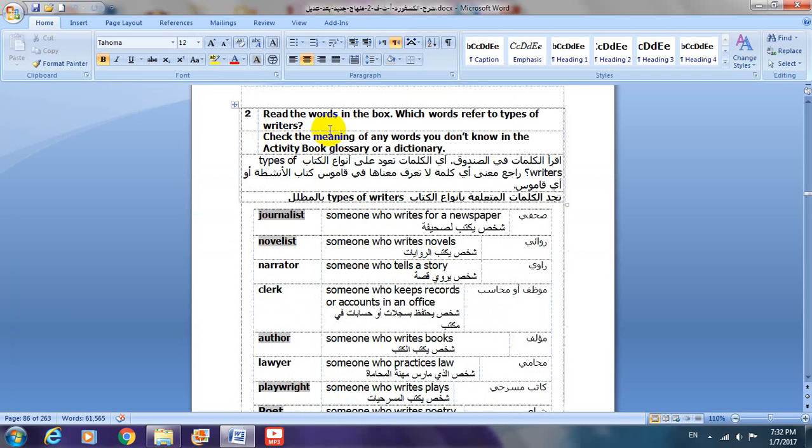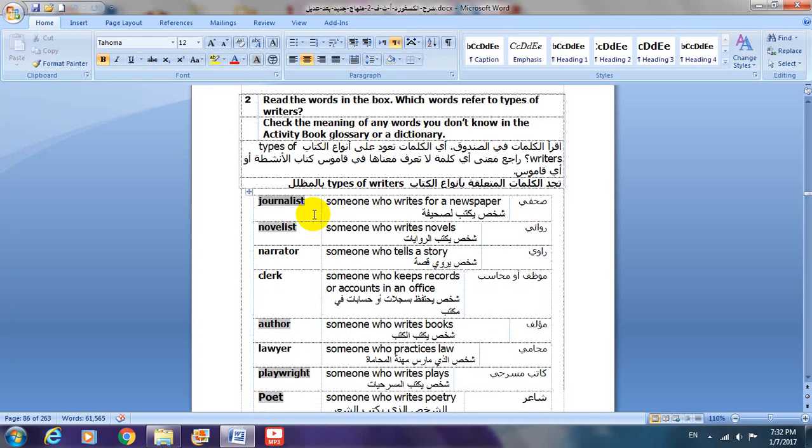2. Read the words in the box. Which words refer to types of writers? Check the meaning of any words you don't know in the activity book, glossary, or a dictionary. Journalist: someone who writes for a newspaper. Novelist: someone who writes novels. Narrator: someone who tells a story.